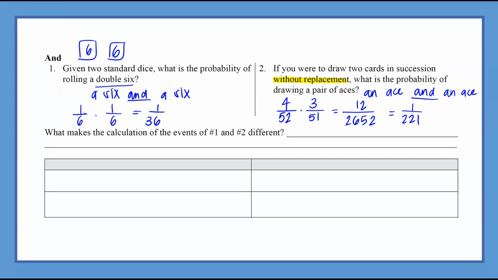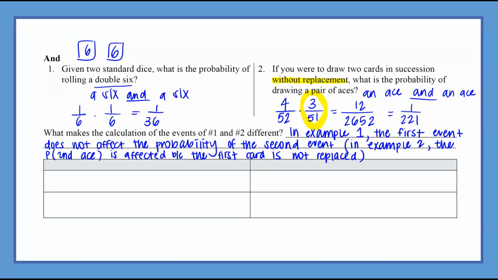So what makes the calculation of events 1 and 2 different? Well, in example 1, the first event does not affect the probability of the second event occurring. Me getting a 6 on the first roll will have no impact on what happens to the second event. However, for the second problem, because we are doing it without replacement, the second event, the 3 out of 51, has one less card in my total sample space as well as one less ace in the deck.